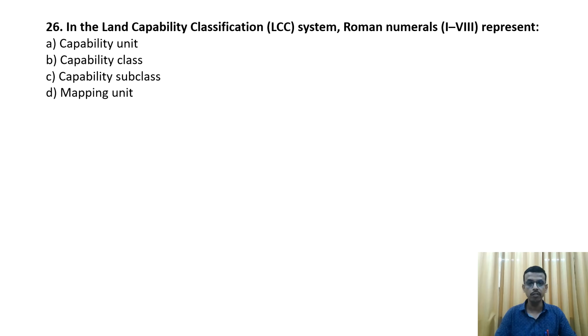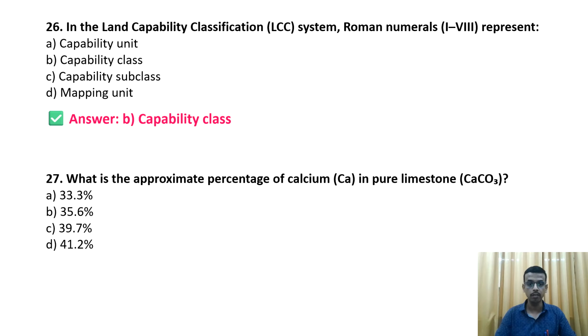Then question 26, this is important also. In the land capability classification system, Roman 1 to 8 represent, obviously, the capability class. Then comes the capability subclass and capability unit. So this is denoted as the capability class. Eight classes are there. Colors are again important, I am not repeating here, but every class has a different color. So you need to remember all these colors.